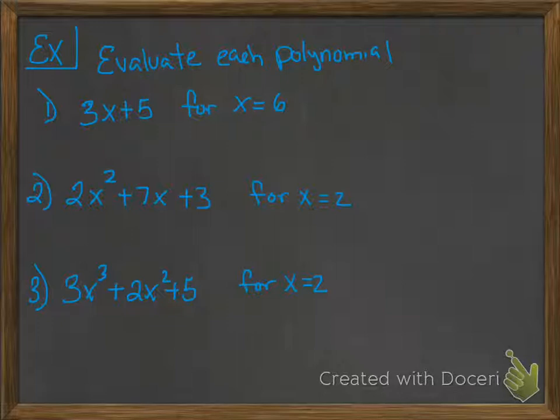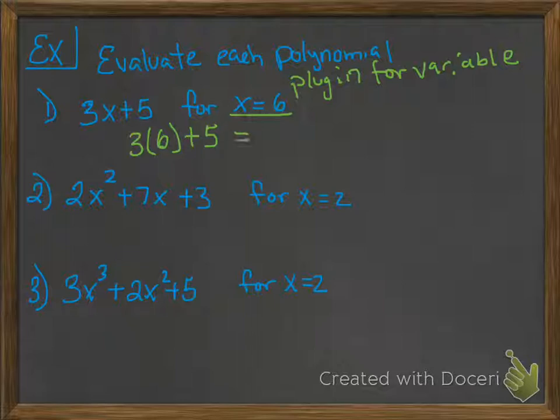So to evaluate a polynomial, we're going to first evaluate these for different numbers. In this first one, if we have 3x plus 5, and we want to evaluate this for when x is equal to 6, all this means is I'm going to plug in 6 for my variable. So I end up with 3 times 6 plus 5. 3 times 6 is 18, plus 5, I end up with 23 as my answer.